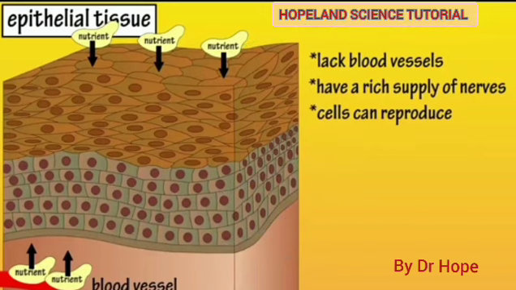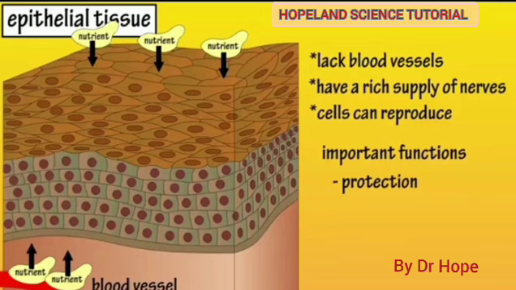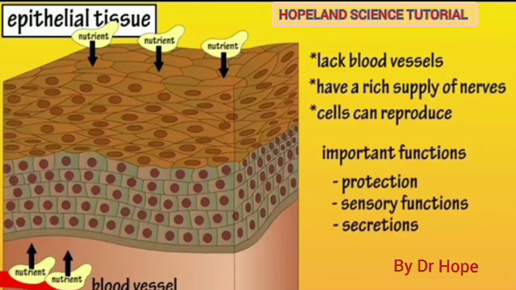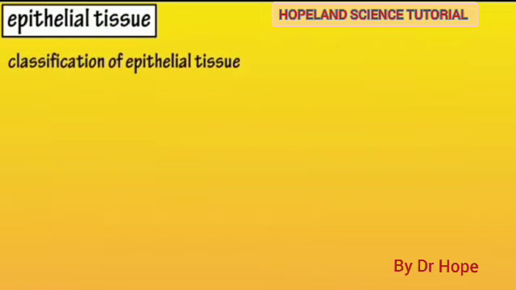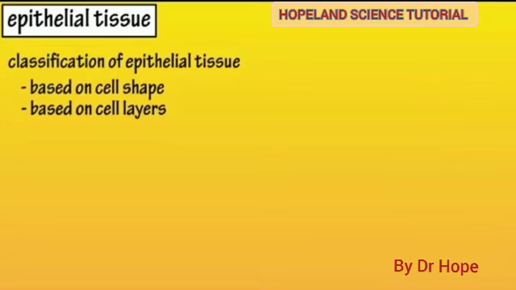Epithelial tissue has several important functions. It provides protection, as the skin protects the internal body from bacteria and other harmful substances. It provides sensory functions in the skin, nose, eyes, and ears. Epithelial cells are also important in secretions, as they secrete hormones, sweat, digestive juices, and mucus. And epithelial tissue is important in absorption, such as nutrients in the gut and the exchange of gases in the lungs. Epithelial tissue can be classified based on their cell shape or their number of cell layers.